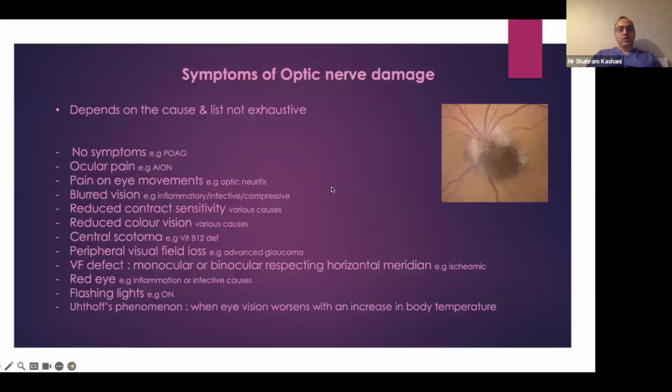So when we're looking at symptoms from an optic nerve, first of all, it's very important to say that in the majority of patients there might not be any. An example of that is patients with primary open-angle glaucoma, who present to opticians without any symptoms, and yet they might have quite profound visual field defects. In conditions like optic neuritis, you might have pain in the eye, especially on eye movement, because as the eye moves, the inflamed nerve sheath will be painful.